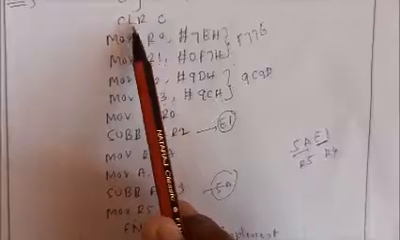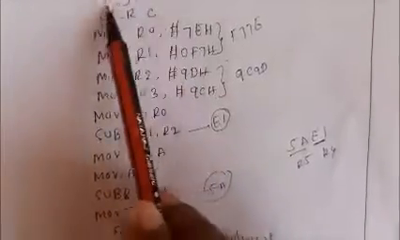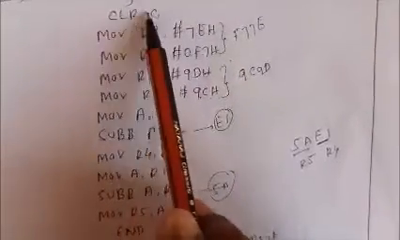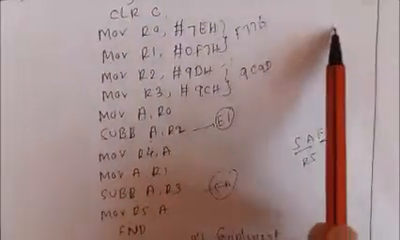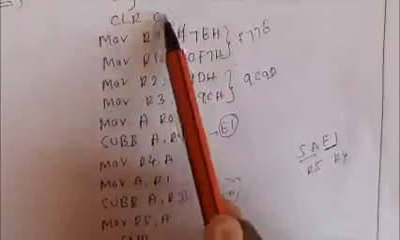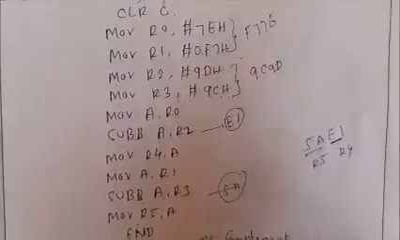Is it clear? Initially, I am going to clear the carry flag. This is the only difference. I am going to use only one instruction. But in the addition, I am not going to use it. If you want, you can use this one also. It is not going to affect anything. Is it clear? In the calculation part, I will explain here.